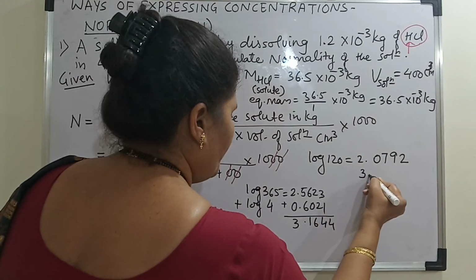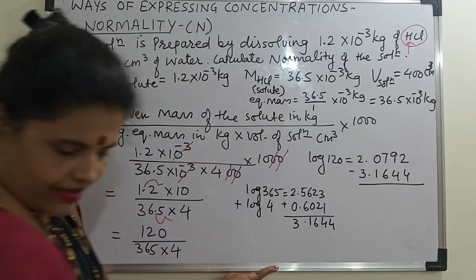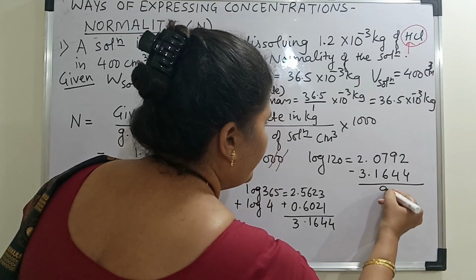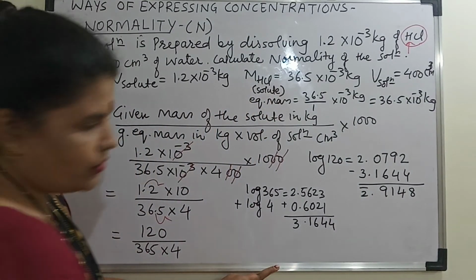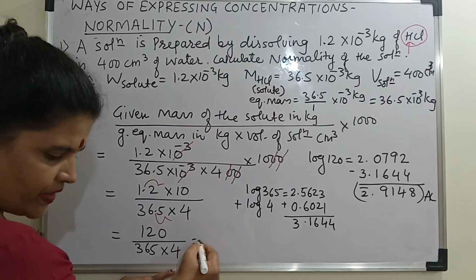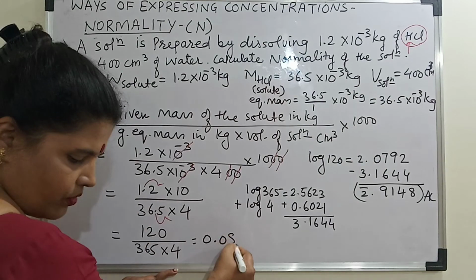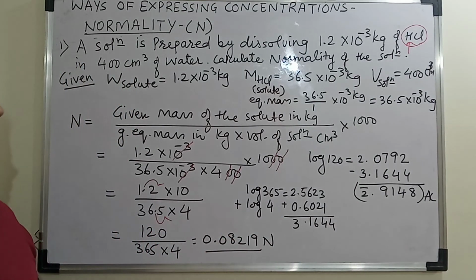So it will be 3.1644. I will get a difference of 2.9148, which is written as bar 2.9148. So if I take the anti-log, here the answer will be 0.08219. So this is how you will make the calculation. So the answer is 0.08219 normal.